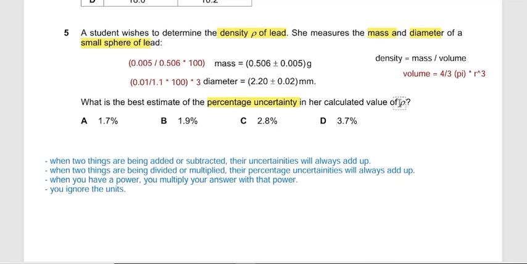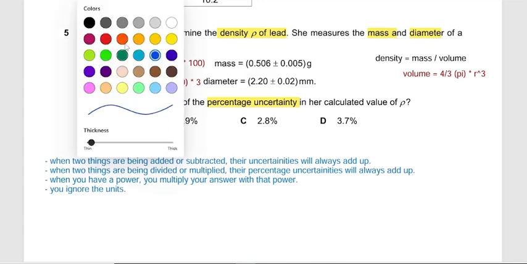Now when you put this in the calculator, 0.005 divided by 0.506 multiplied by 100, plus 0.01 divided by 1.1 into 100 into 3, you get a value of 3.7, and so your final answer is D.